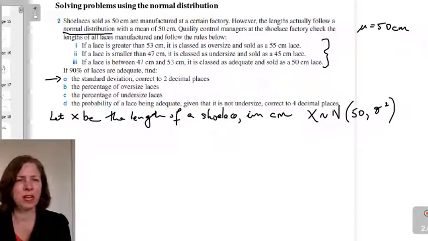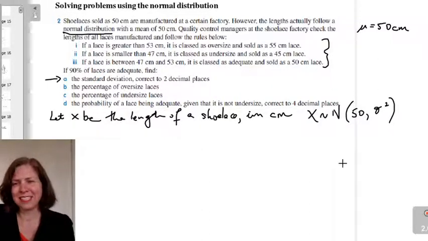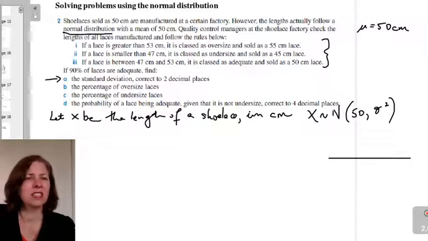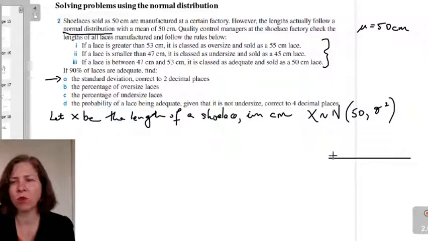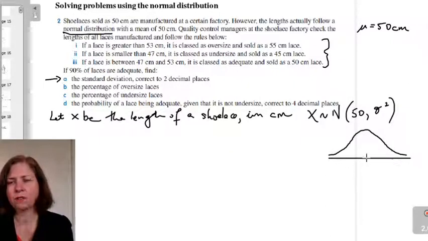And the easiest way to do that is with a sketch. There are 2 reasons to do a sketch. One is that it helps you to make sense of the information, but the other is it counts as working. If an examiner is looking for some working and you've done a sketch, that's your working. So there's my normal curve.